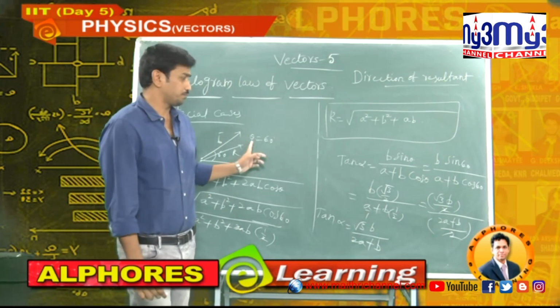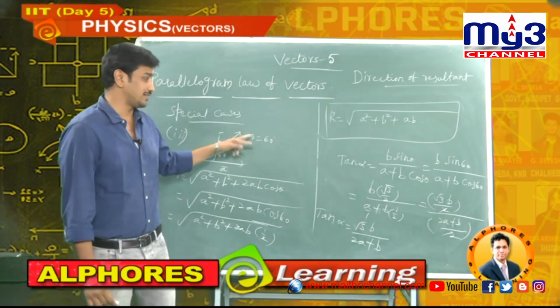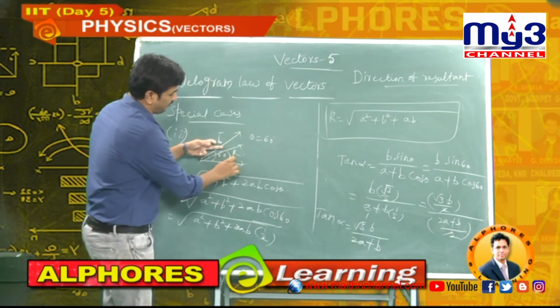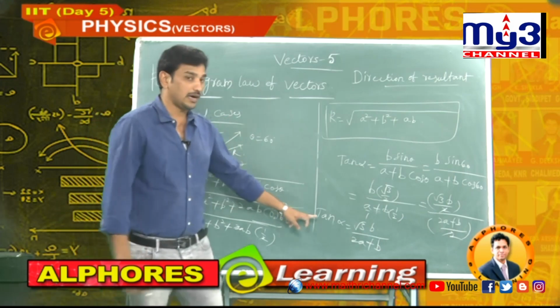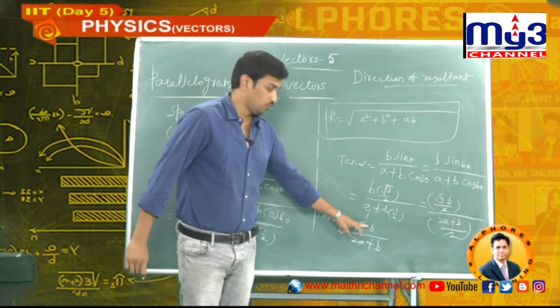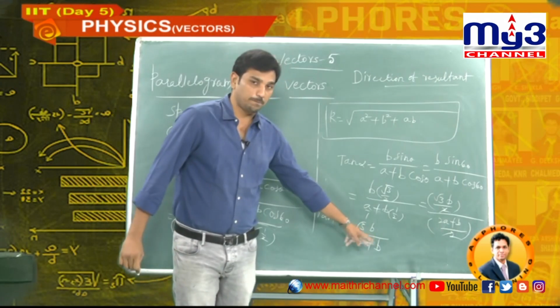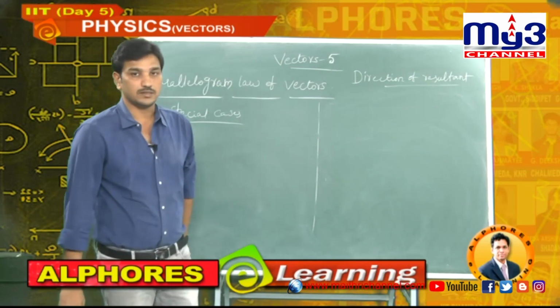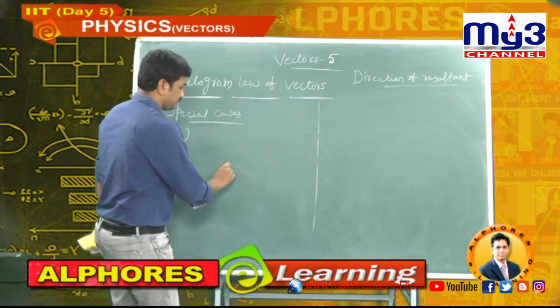So here the angle between the two vectors is 60. Now the resultant makes an angle alpha with A bar. How much? Tan alpha is equal to root 3B by 2A plus B. Fourth one, again one more example.